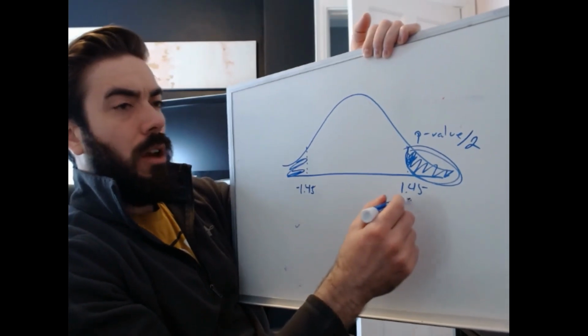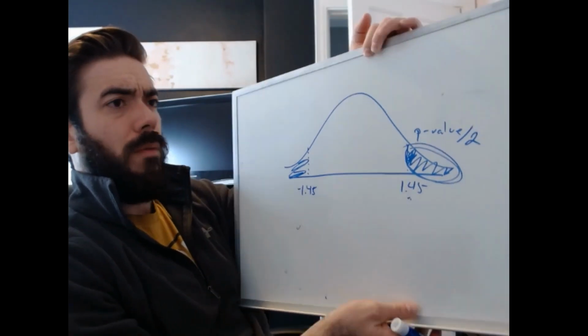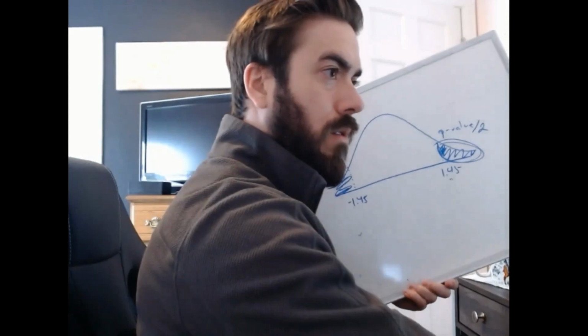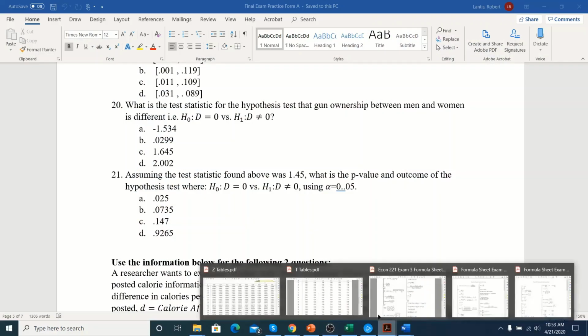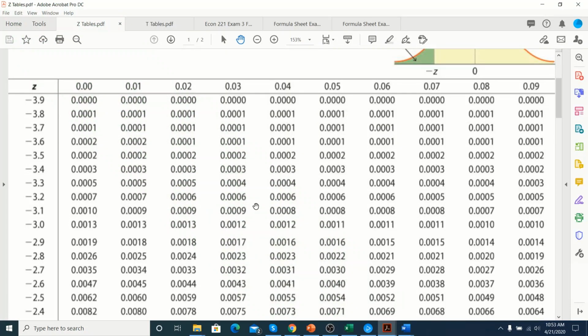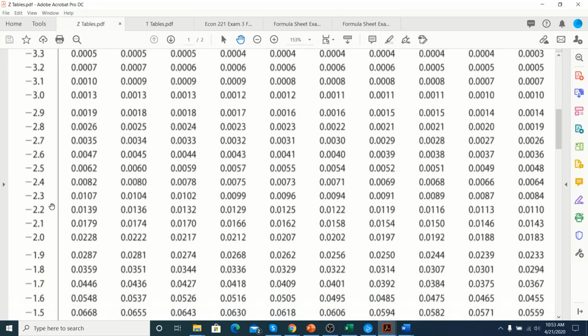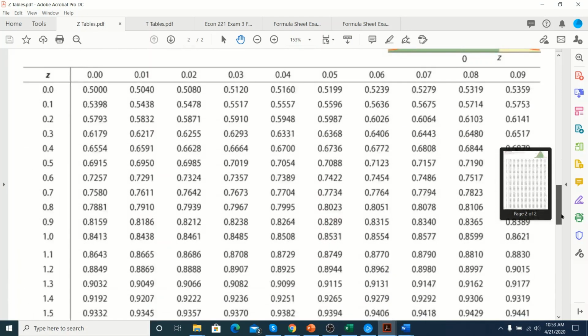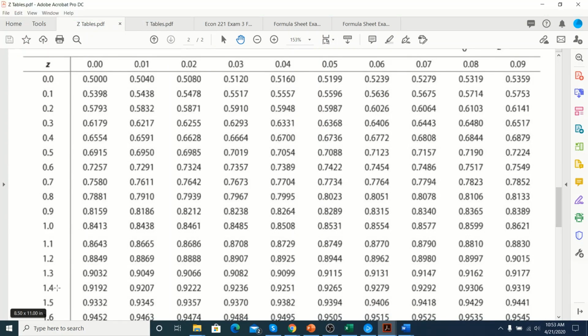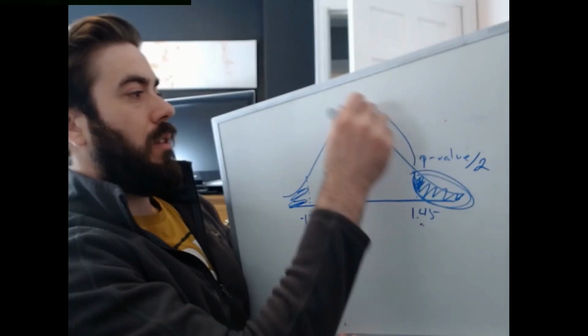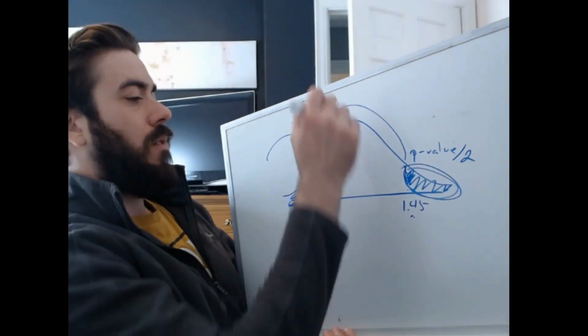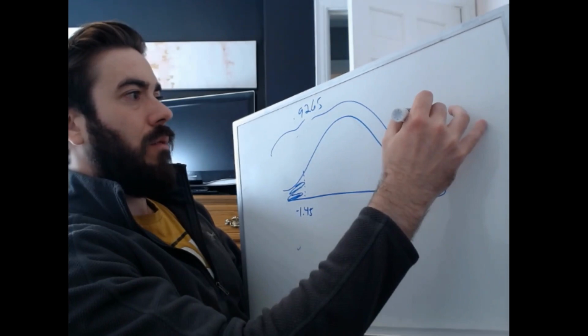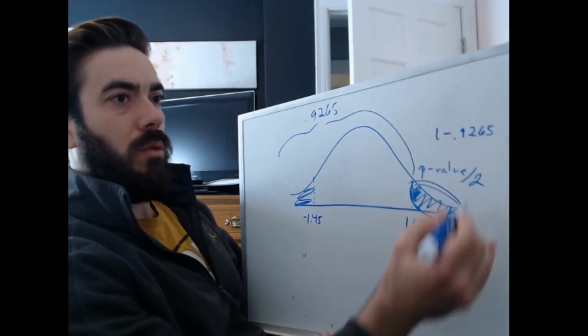So I can look up 1.45 on my table. We're going to look it up on the z table now, because we're looking at proportions. So I have that z value, that test statistic of 1.45. We go down here, 1.45, so 0.9265. So 0.9265 is the area to the left of 1.45. I want the area to the right, so I have to subtract it from 1.